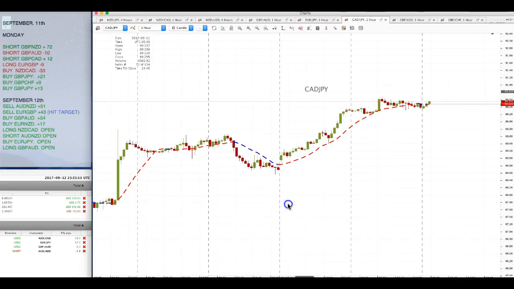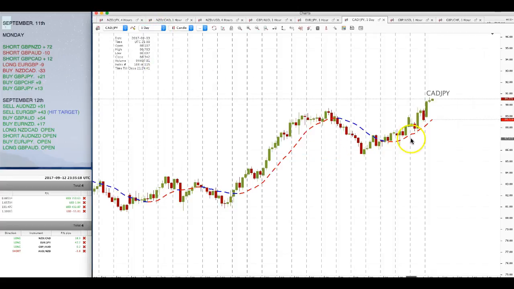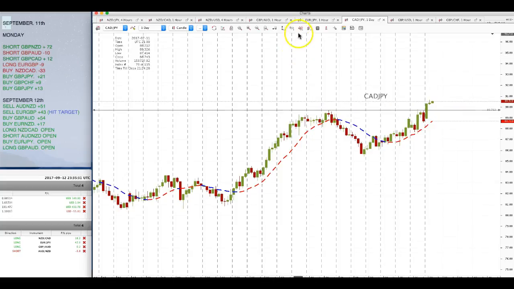Okay, and again, this is a 14 moving average line. Start with your daily chart. Notice that the 14 moving average line is slanted up. So we're in an uptrend on CAD yen. And it broke the most recent swing high, so it continues to rally.